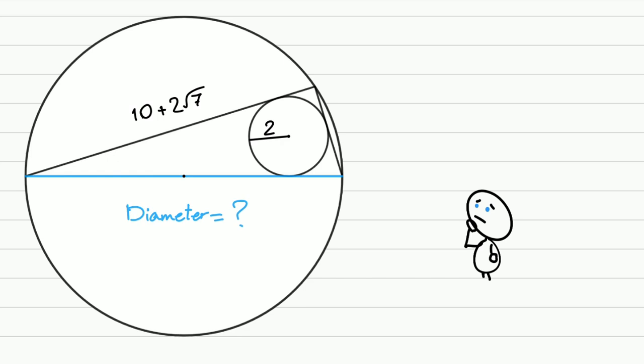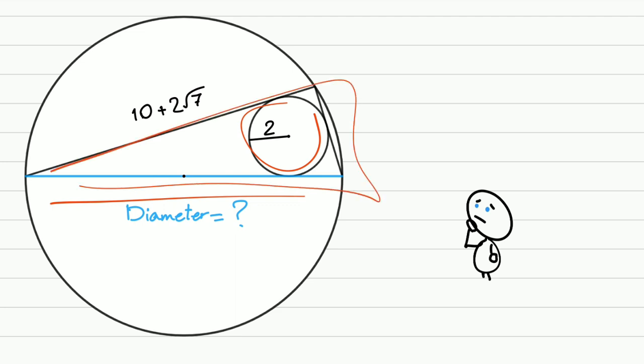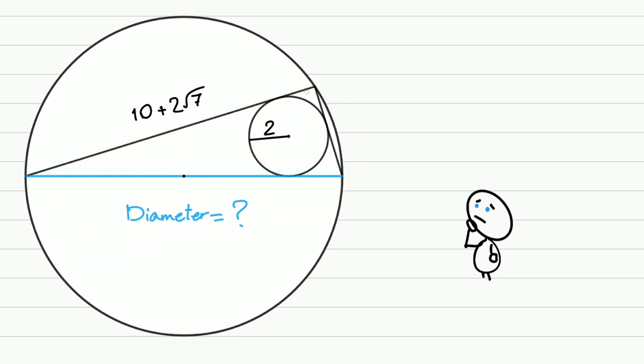Let's solve another geometry problem together. So we have a circle with this diameter and another small circle inscribed in this triangle. We want to find the diameter of the circle. Make sure to give it a try before watching the solution. Good luck with that. Alright, so before everything, let me say that this angle is 90 degrees.